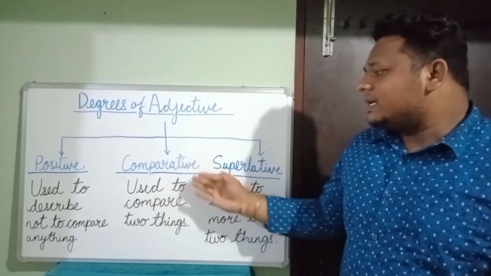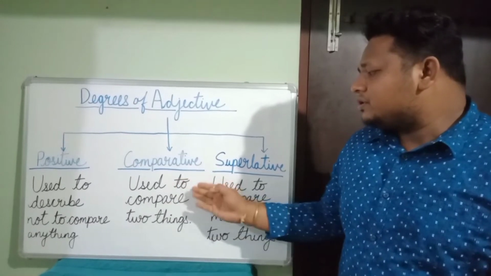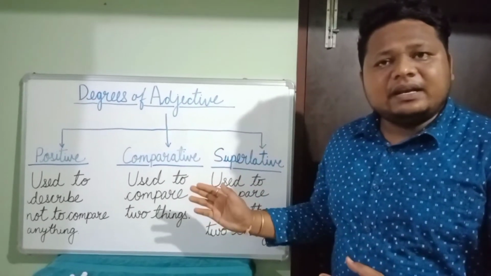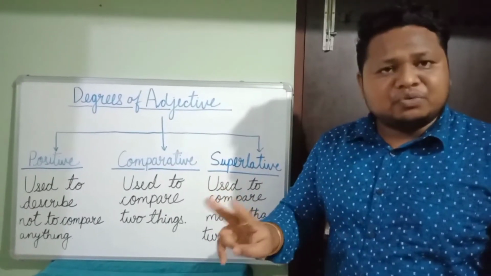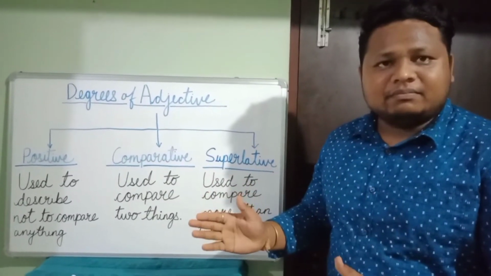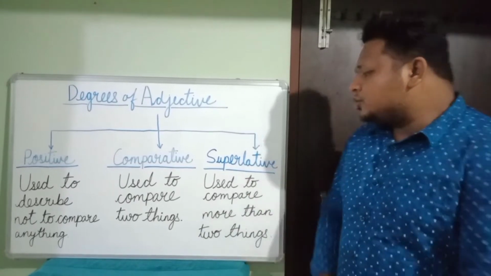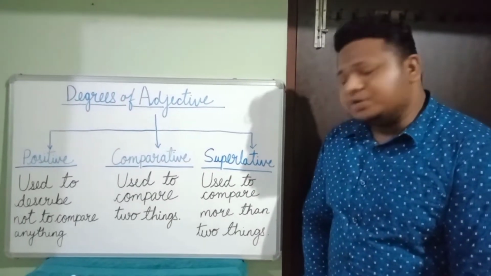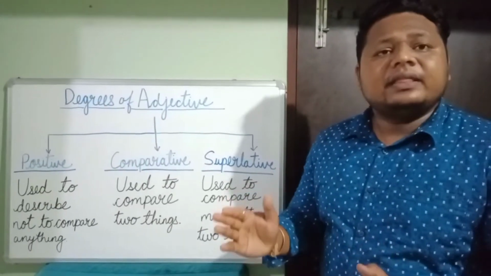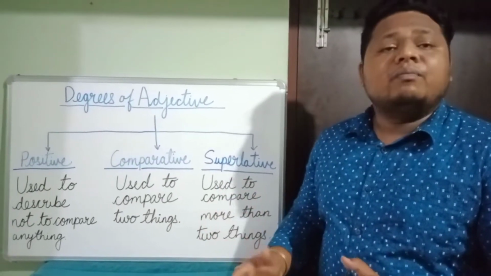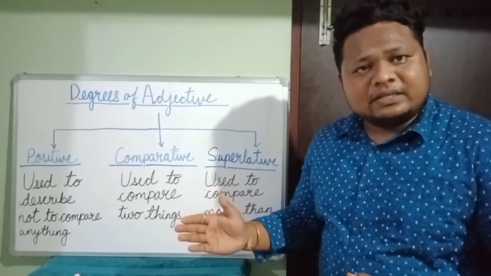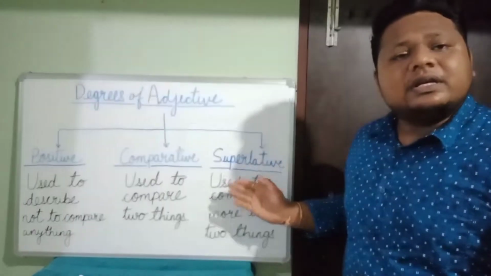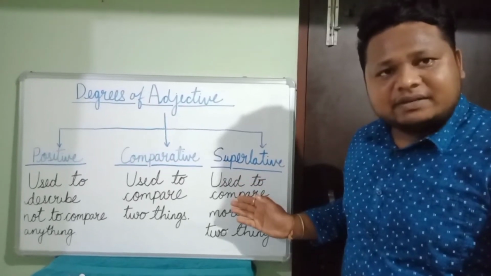Second is the comparative degree, used to compare two things. The comparative degrees are used between two things to compare them. Superlative degree is used to compare more than two things. When the comparison is between more than two things or persons or animals, then we use the superlative degree of adjective.